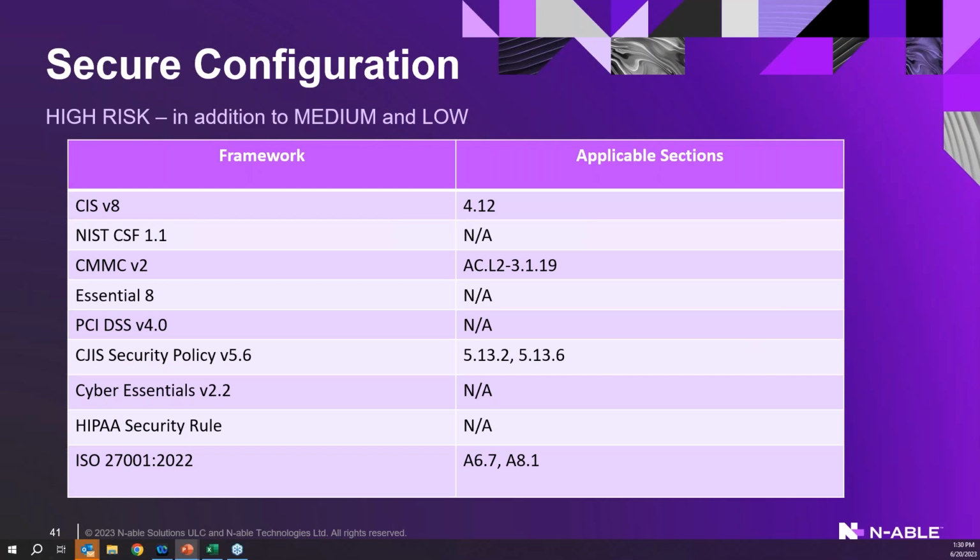The other ones here that are all marked as NA, their assumption is you should have already been doing all of these things that we want you to do for medium risk. That's their baseline. Again, they've already got it covered at this point.